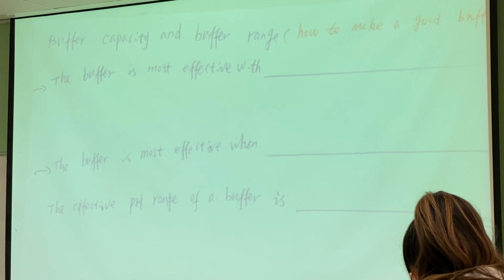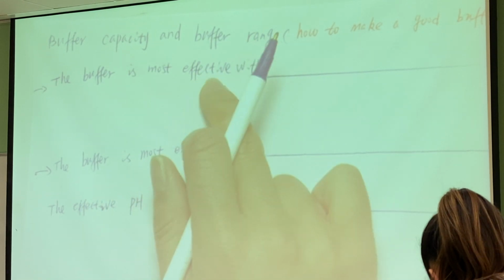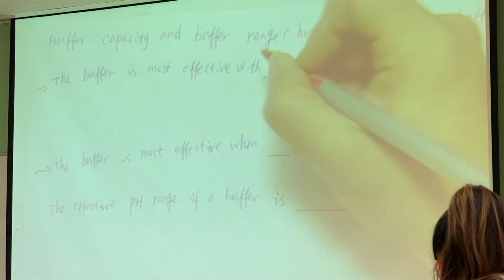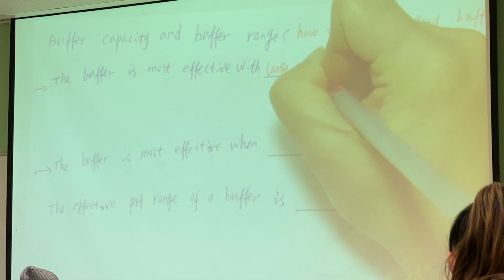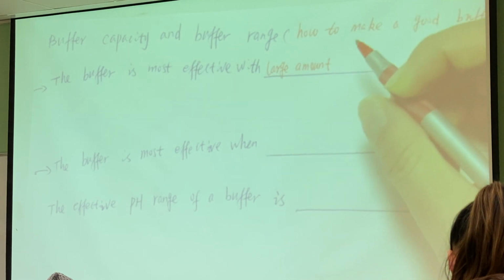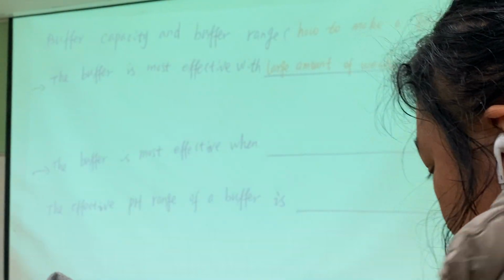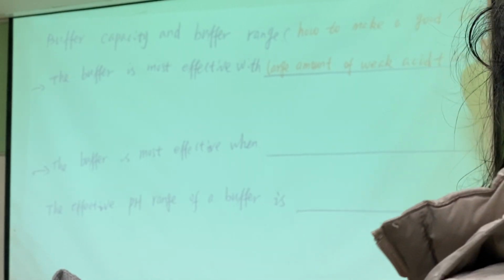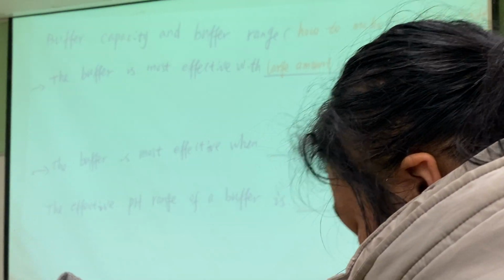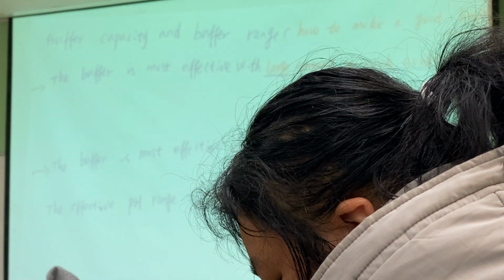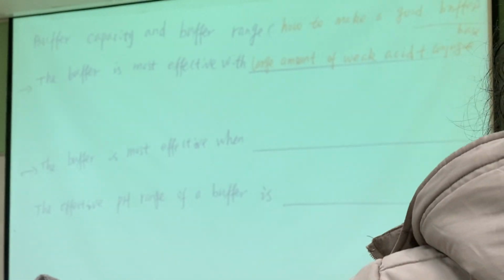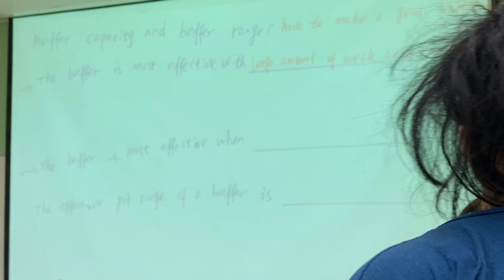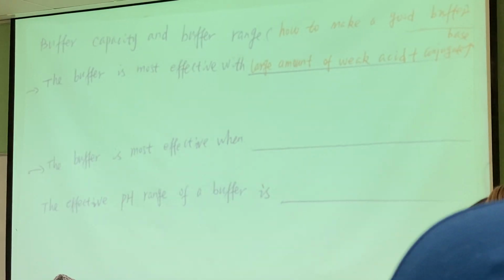So first thing is, if you want to make a good buffer, it must be a large amount, right? And you already know from the definition, a large amount of weak acid plus its conjugate base. There must be a weak acid plus its conjugate base.